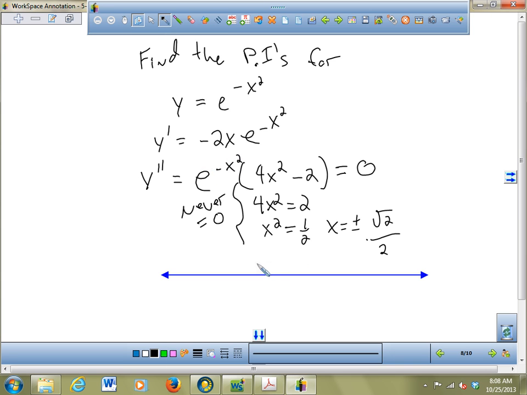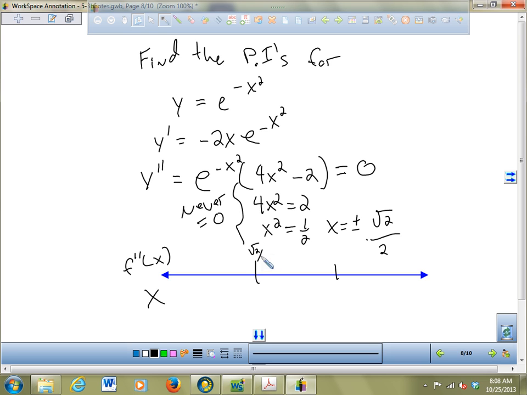But so on this graph, what you do is you put f double prime of x, and then you put x down here. Then you put these 2 points on here: one is negative root of 2 over 2, and one is positive root of 2 over 2. And then you plug in some values. I have to know that negative root of 2 over 2 is about negative 0.7 or something like that.